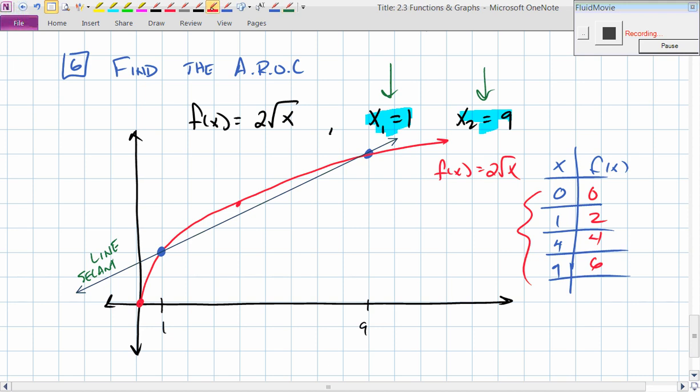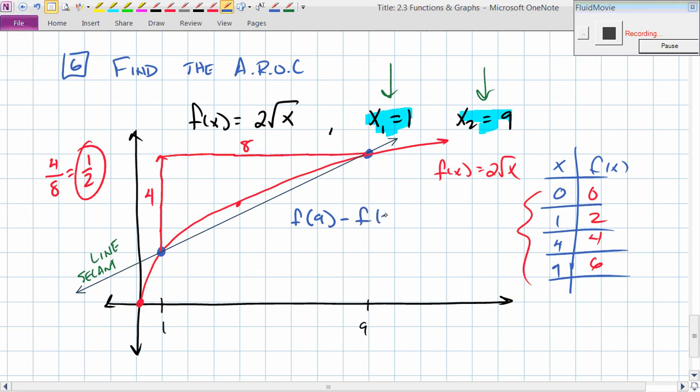So let's go ahead and do it visually. Let's go up 1, 2, 3, 4. I went up 4 units. I'm going to go over 1, 2, 3, 4, 5, 6, 7, 8. 8 units. So up 4 over 8. Up 4 over 8. That's a slope of 1/2. So the average rate of change for my function, 2 square root of x between 1 and 9 is a slope of 1/2.